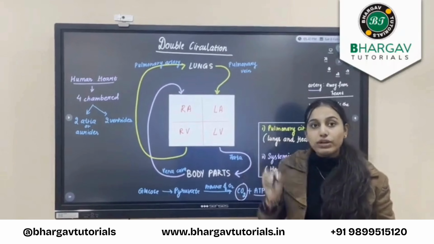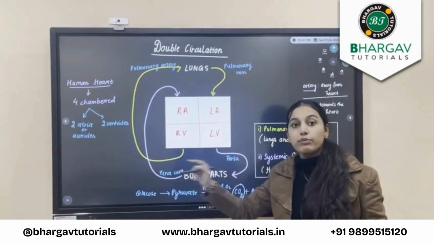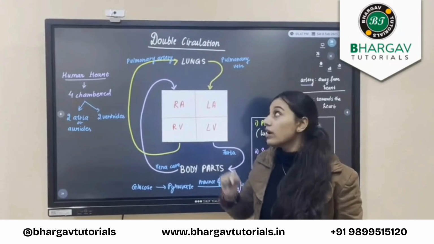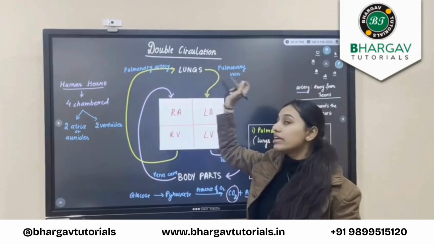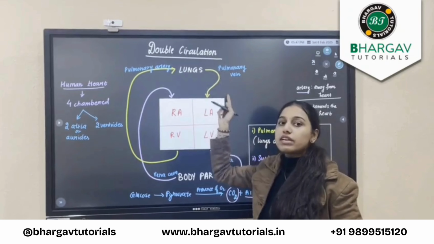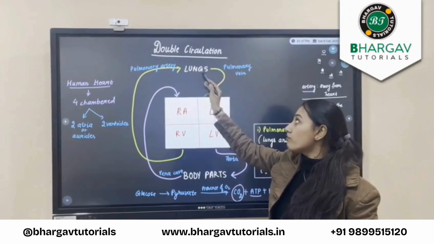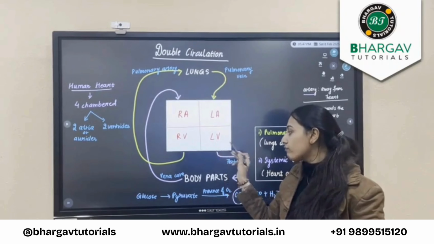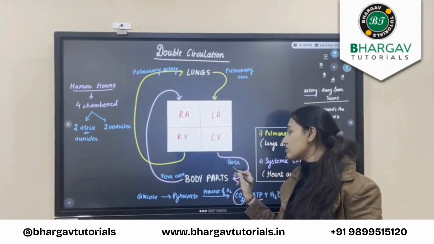So whenever I say artery, we mean away from the heart, and whenever I say vein, it would be towards the heart. One more thing, whenever I say pulmonary, we mean it is related to the lungs. So when I say pulmonary vein, pulmonary means from the lungs and vein means towards the heart. So pulmonary vein carries oxygenated blood from the lungs to the left atrium. Then this oxygenated blood will be carried forward to body parts. Away from the heart, it would be an artery, which is the aorta.